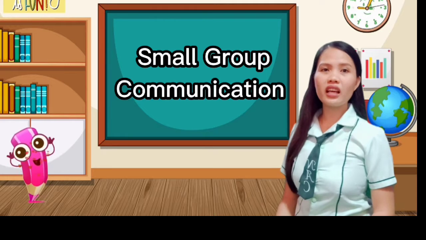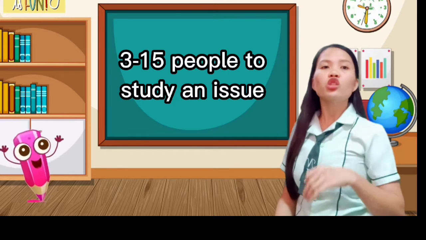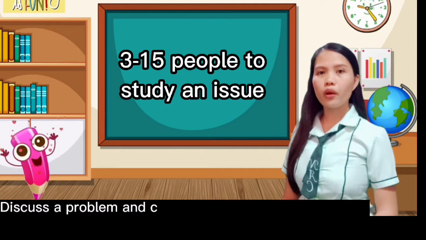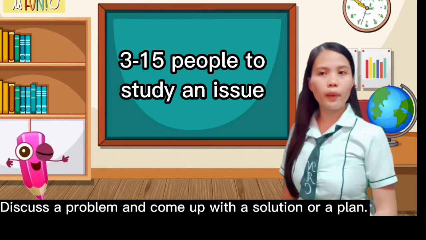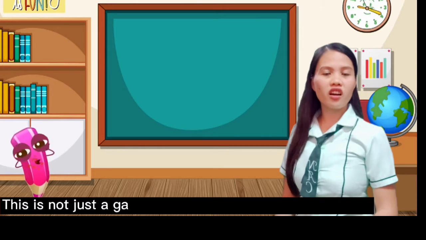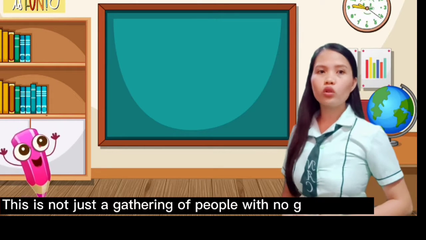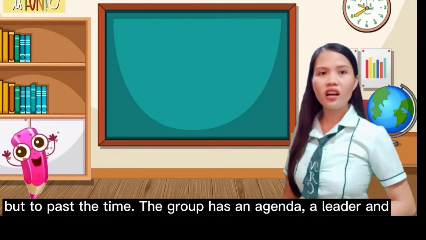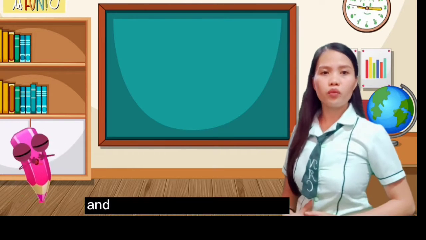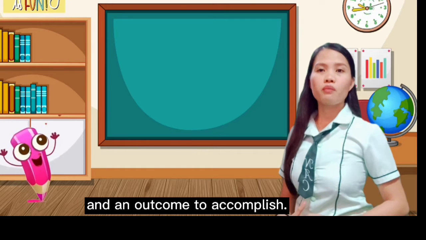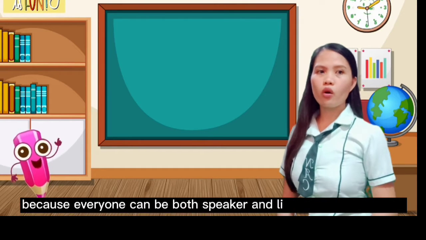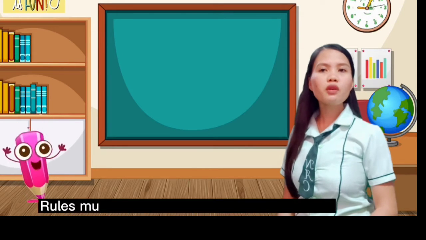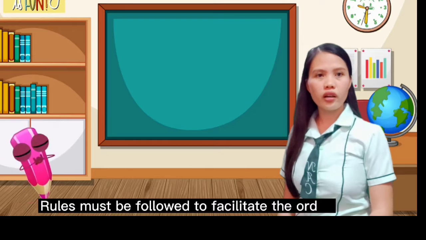Small group communication requires 3 to 15 people to study an issue, discuss a problem, and come up with a solution or a plan. This is not just a gathering of people with no goal in mind but to pass the time. The group has an agenda, a leader, and an outcome to accomplish. Because everyone can be both speaker and listener in this setting, rules must be followed to facilitate the order.